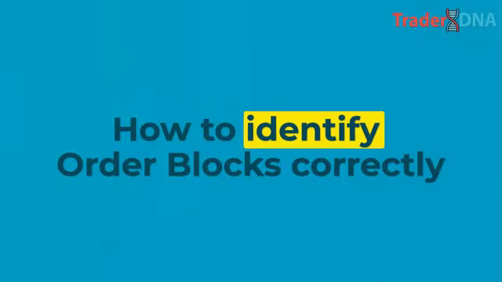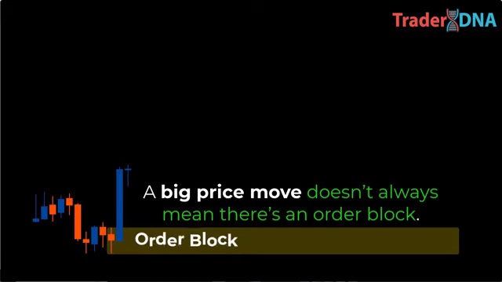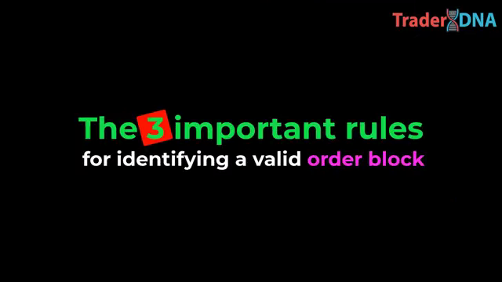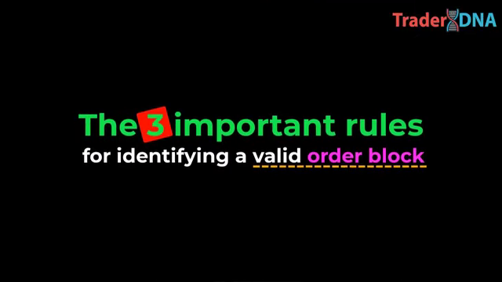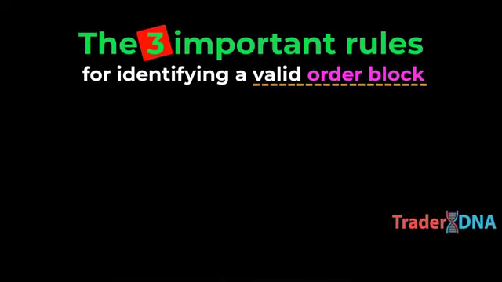Before we can start trading with order blocks, we need to know how to identify them correctly. Earlier I mentioned that if the price moves sharply from a point, you could mark it as an order block. But it's not that simple. A big price move doesn't always mean there's an order block. There are specific rules to follow to confirm whether an order block is valid. Here are the 3 important rules for identifying a valid order block. These rules are crucial because you won't be able to trade the strategy successfully without understanding them.